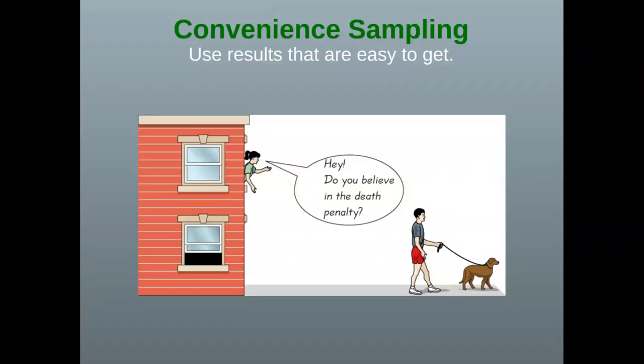That would be a convenient sample. That wouldn't be a really effective sample to be able to talk about, say, all people in Salem. So convenient samplings have their uses, but most of the time they're not very good.